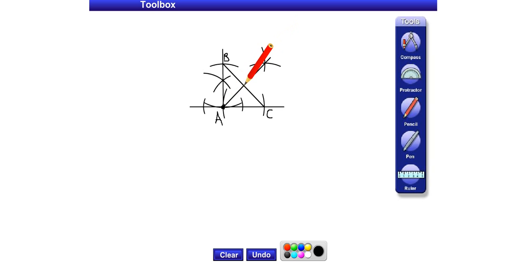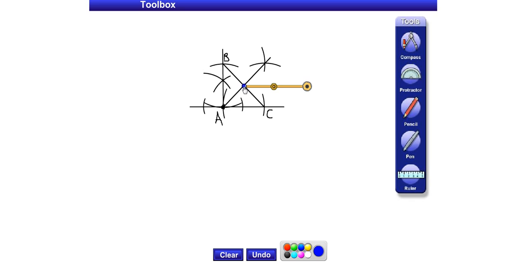Now the point that this perpendicular bisector intersects the hypotenuse is going to be our circumcenter. So let's draw that point in blue. Okay, now that we have our circumcenter, we can draw the circumcircle.